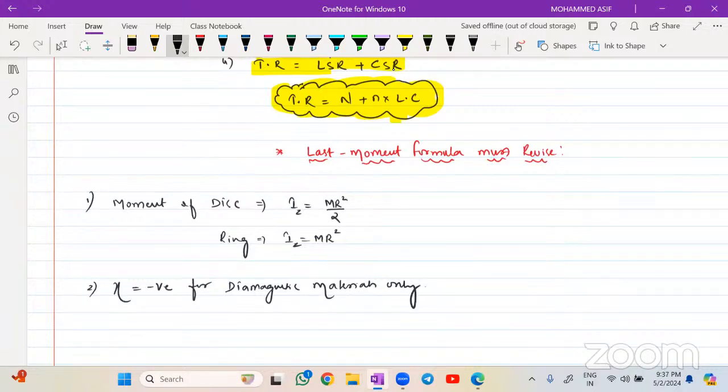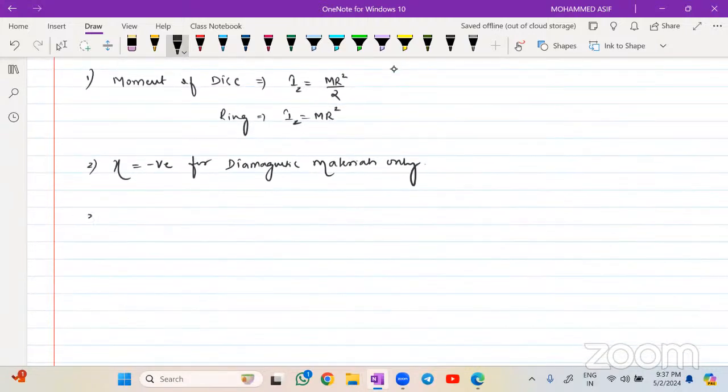These are the formulas which should always be kept in your mind. Next one. How do you calculate the final potential energy in the capacitor? It is half into C1 plus C2 into V square. Clear?